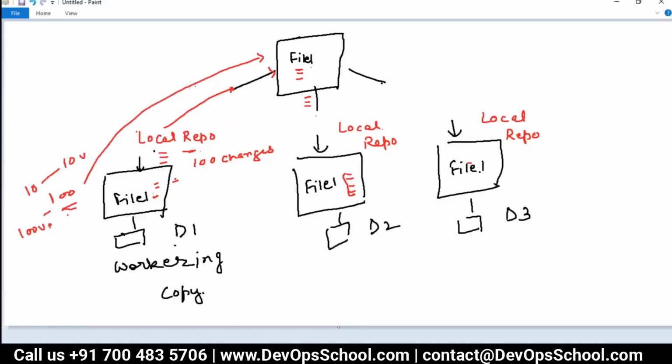Whenever you are pushing to the central repository, we call it a push process. Whenever you are retrieving information from your central repository, we call it pull. And whenever you are performing a task on the local repository, we call it commit. Okay. Does anyone have any doubt or question?